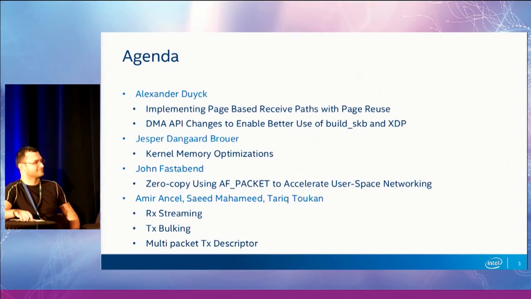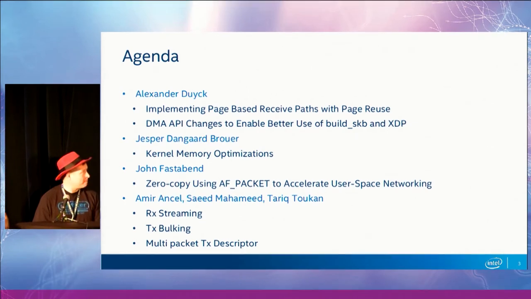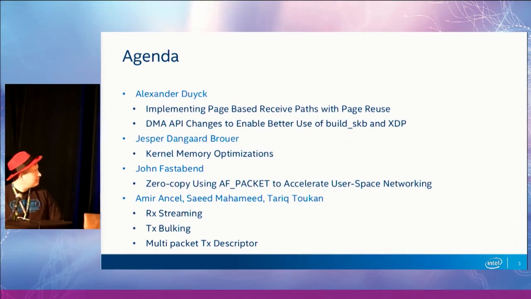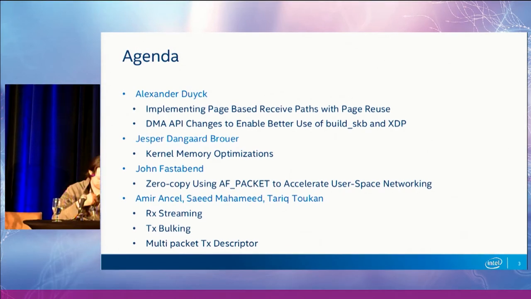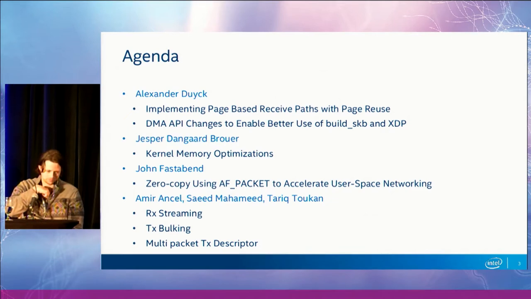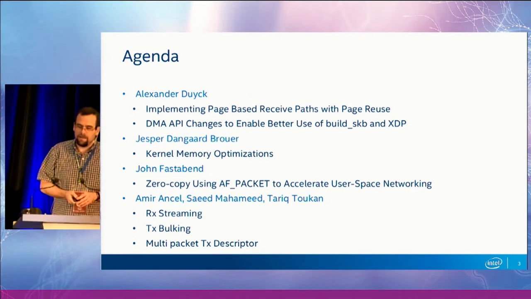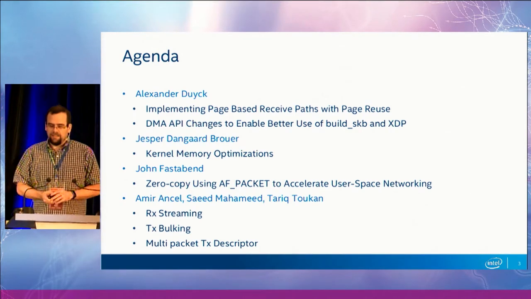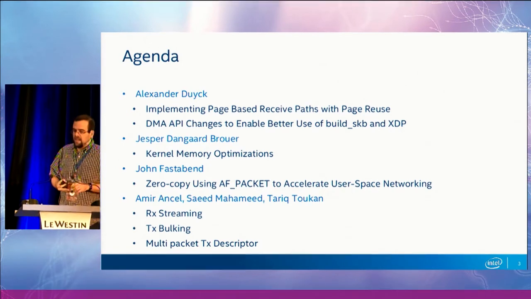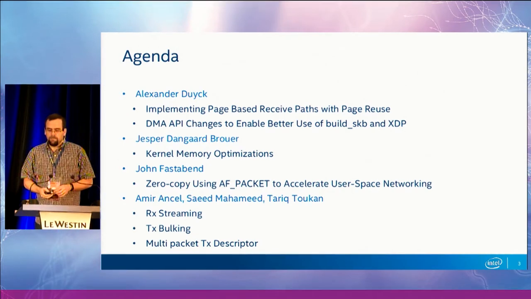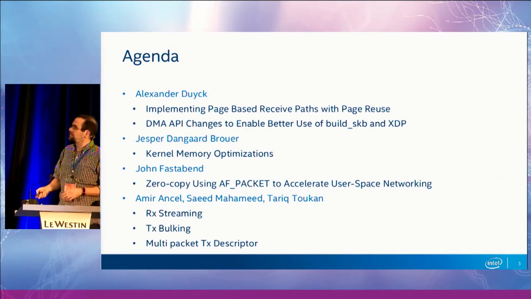For the Intel stuff, we'll be presenting page-based receive paths with page reuse, DMA API to enable better use with BuildSKB and XDP, zero copy using AF packet to accelerate user space networking. Red Hat, or Jesper on behalf of Red Hat, will be presenting the kernel memory optimizations, and Amir, Saeed, and Tariq will be presenting RX streaming and bulking, TX bulking, and multi-packet single TX descriptor transmit.